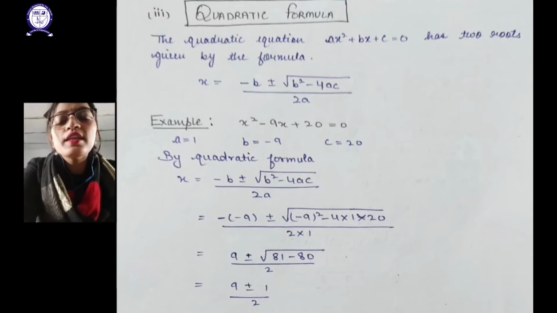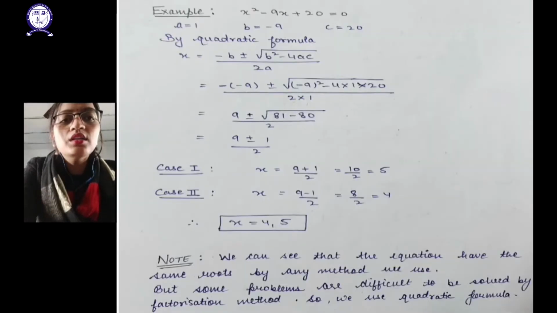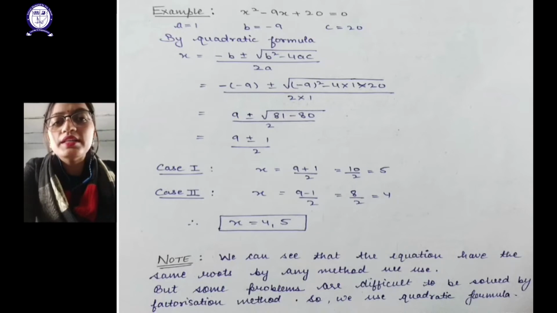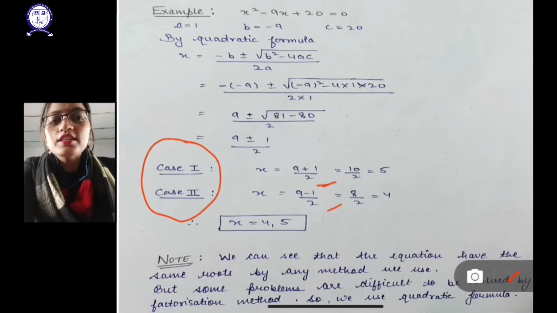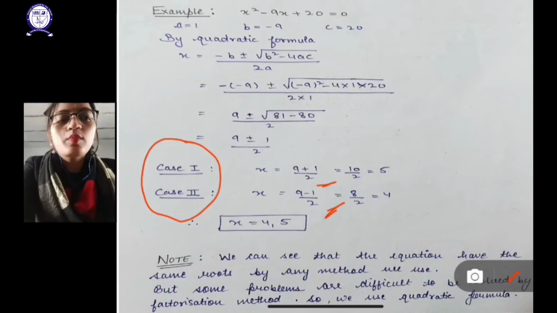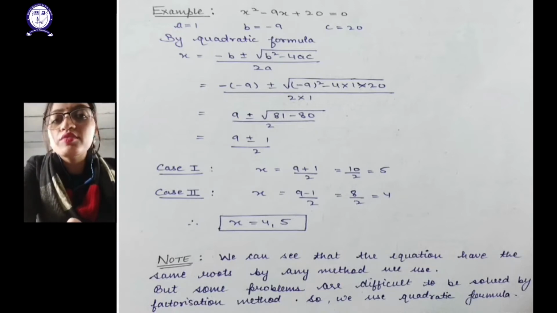Now by looking at this, we don't know what the exact roots are. We will get two different roots, one with the plus sign and the other with the minus sign. Now let's see that. We have two terms here, 9 plus 1 by 2 and 9 minus 1 by 2. You can see we got two cases, the first for the plus and the second for the minus part. So by adding we will get the answer as 5 and by subtracting we will get the answer as 4. So we got two distinct values of x, that is 4 and 5.